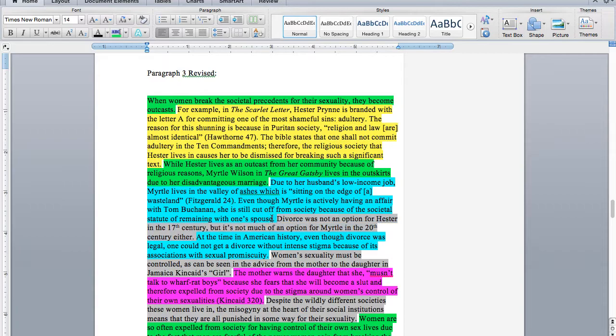This one ends on the idea of remaining with one spouse, so I've said divorce was not an option for Hester in the 17th century, but it's not much of an option for Myrtle in the 20th century either. Then I've kept the author's original sentence about American history, but I've changed the transition sentence.